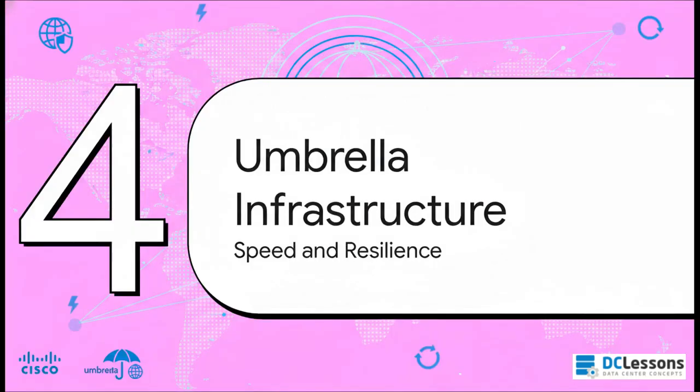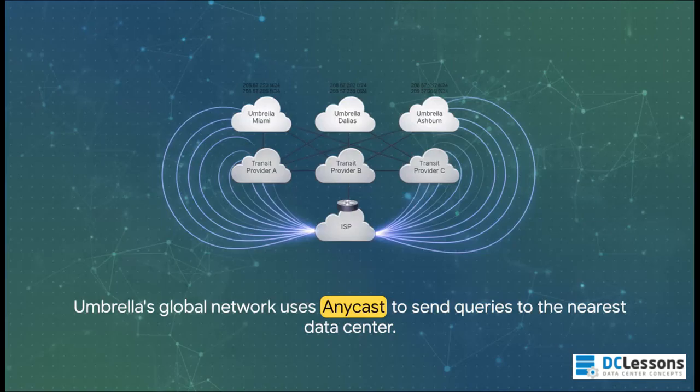Okay, on to Section 4, the Umbrella infrastructure. It's one thing to have all this cool logic, but it's another thing entirely to do it at a global scale without slowing down the internet for all of your users. And this is how they pull it off. Umbrella uses something called anycast routing. It's a really slick idea.